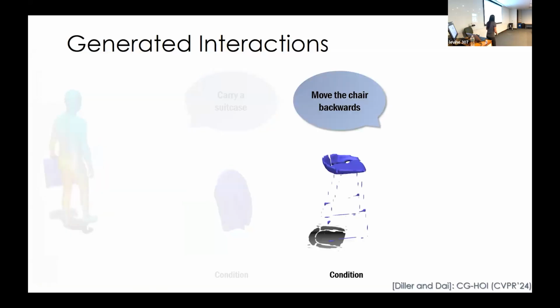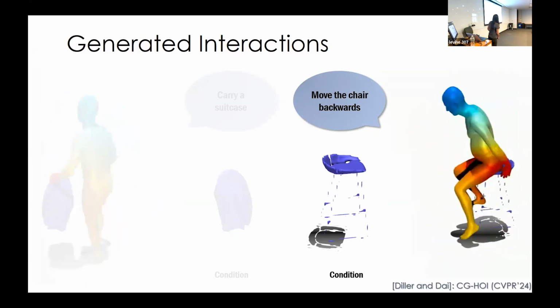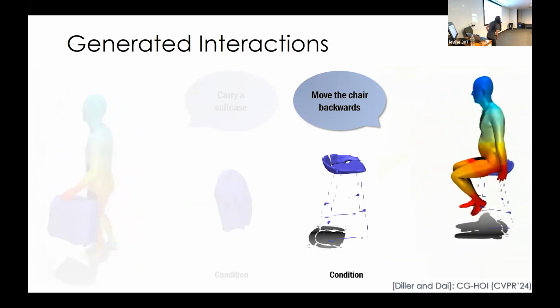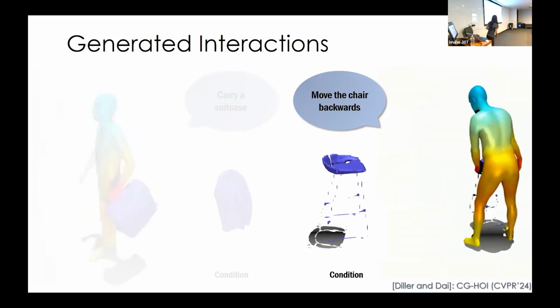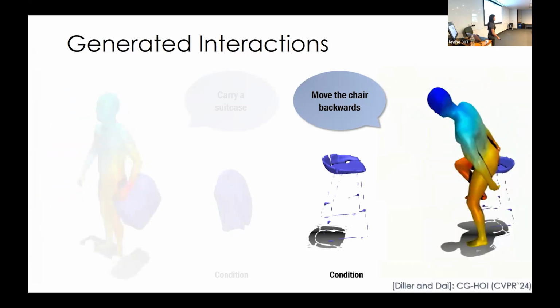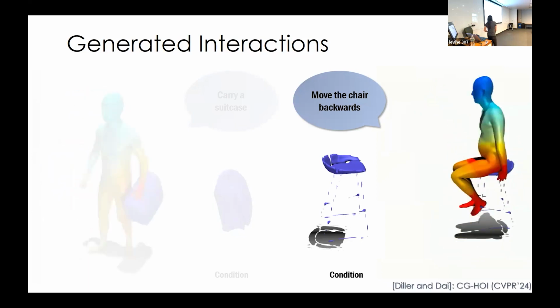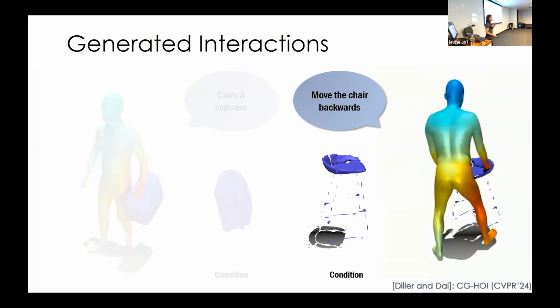And here's another example of move the chair backwards. In fact, what happens here is the person moves it backwards and then it's the object. I think this is also because in the data, there are very few human-chair interactions that don't have the person sitting on the chair. So they'll move it back in order to perform the sitting action.